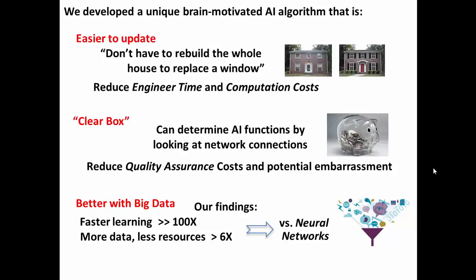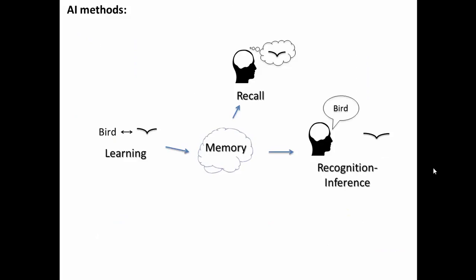Our findings are it learns much faster and can fit in more data with less resources compared to gold standard neural networks. And it's even faster than non-neural network algorithms such as k-nearest neighbors.